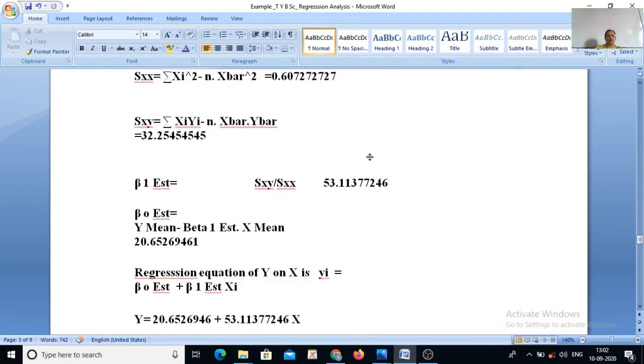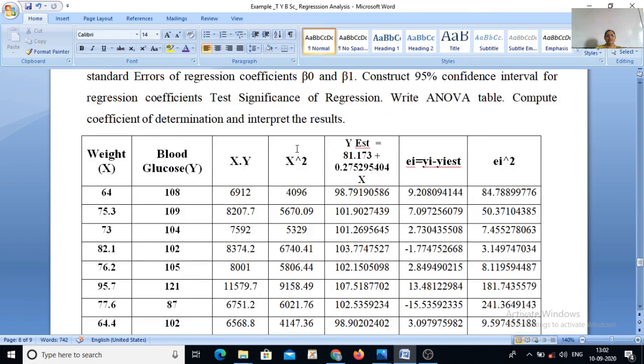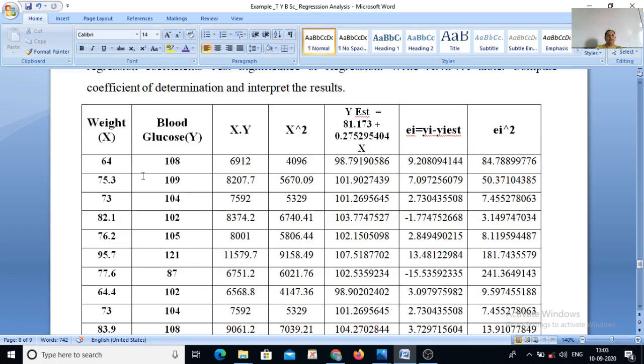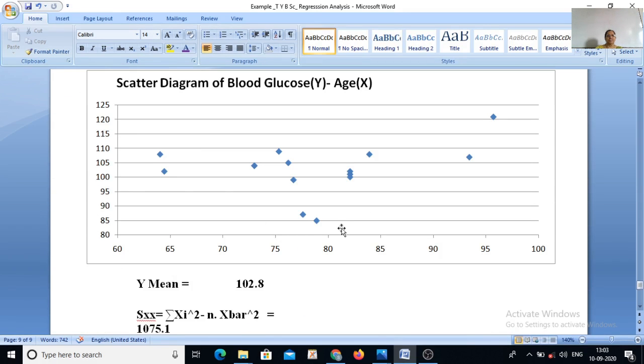Again, I have given one more example. The example is like this. A researcher wants to know how the blood glucose level of a person is related to the weight of a person. Someone thinks that there is a relationship between blood glucose level and weight. When he tries to analyze the two things, we can use this particular data in order to see whether there is any relationship.